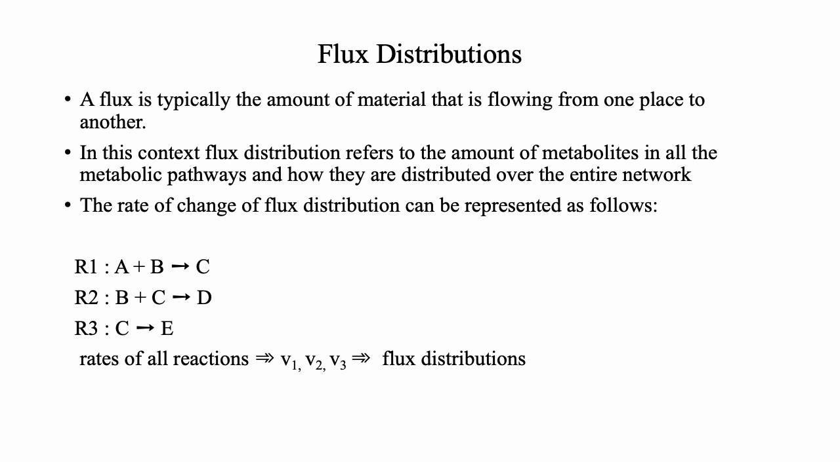The rate of change of flux distribution can be represented as follows. Suppose reaction 1 represents A plus B converts to C, reaction 2 represents B plus C converts to D, and reaction 3 represents C to E. The first reaction's rate is V1, the second is V2, and the third is V3. All these V1, V2 and V3 are the flux distributions over the entire reaction network.